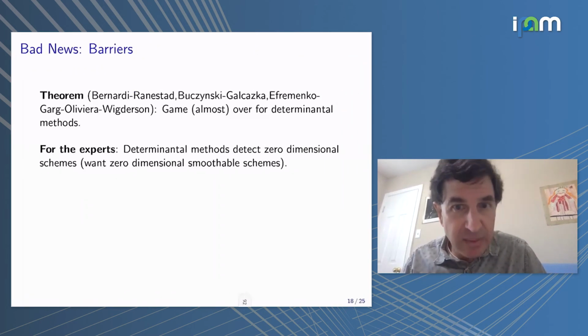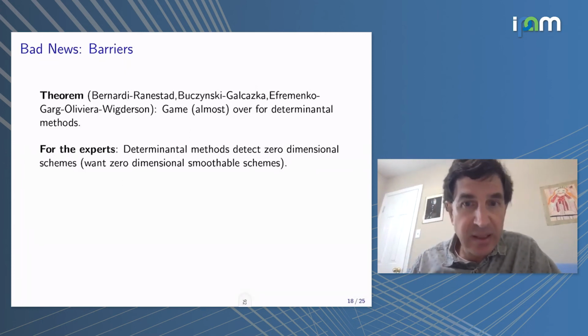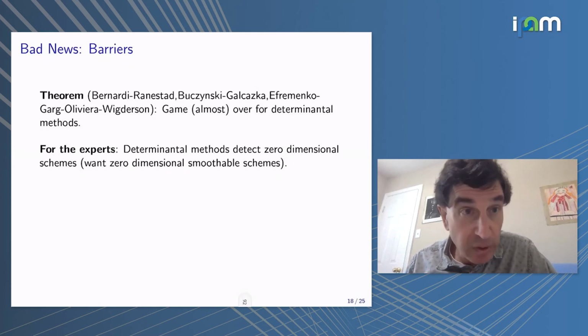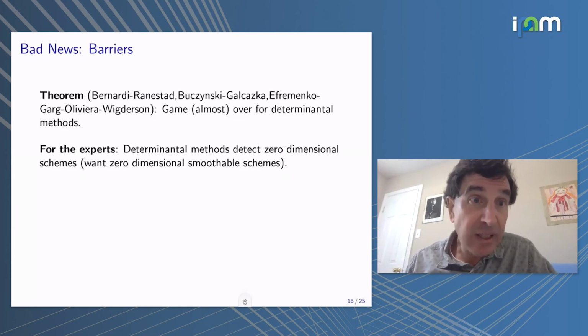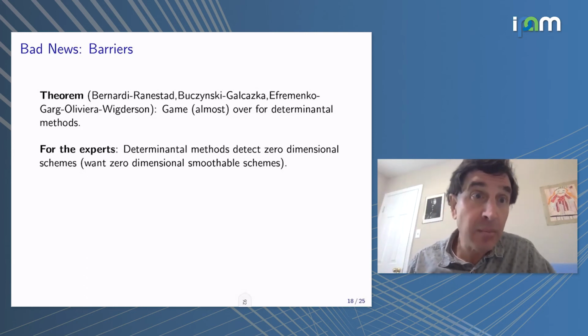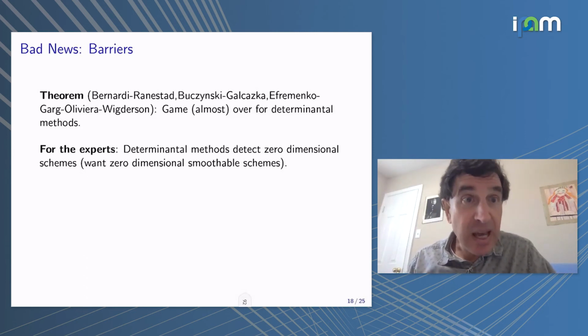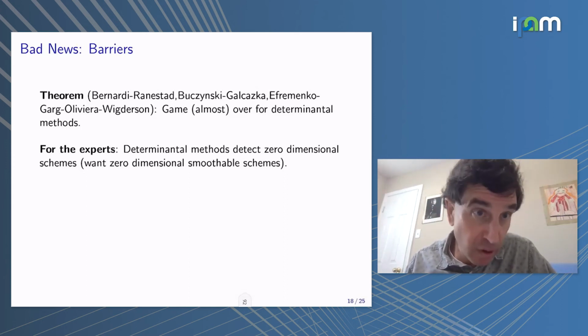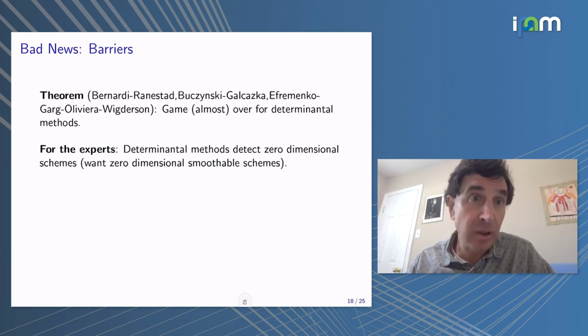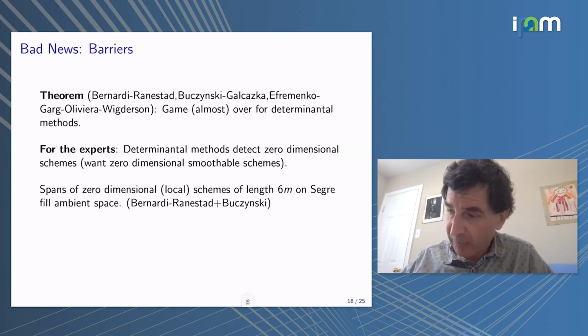Just a word for the experts, determinantal methods detect zero-dimensional schemes, and what we want are zero-dimensional smoothable schemes. For those of you who are not experts, basically what it's saying is any polynomial you find by taking a minor of matrices is actually going to not only vanish on the set of tensors of border rank at most R, but it's going to vanish on a set that's strictly larger once R is bigger than 6 times the dimension of your vector space.